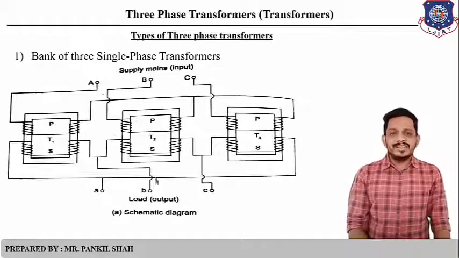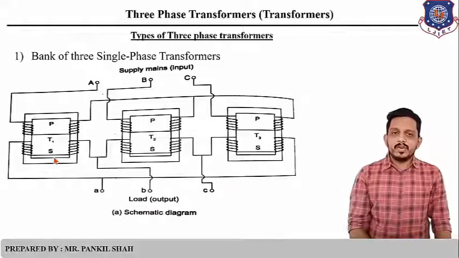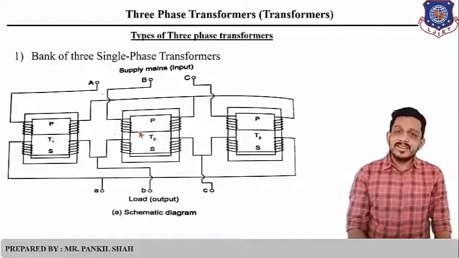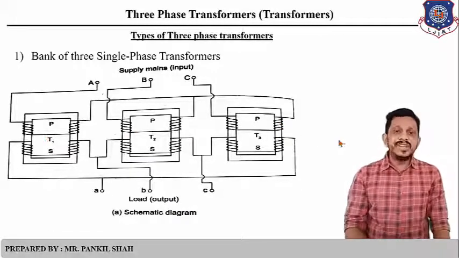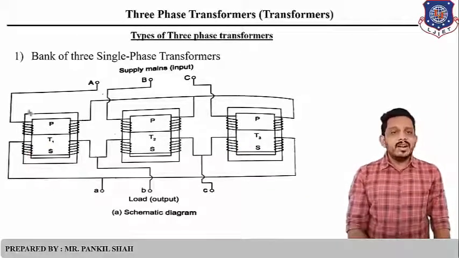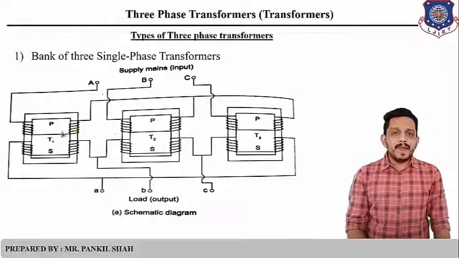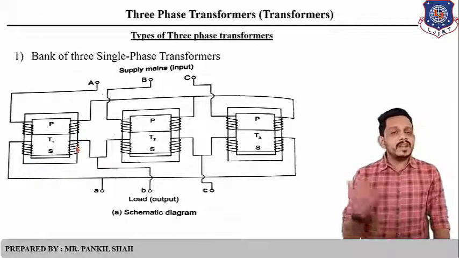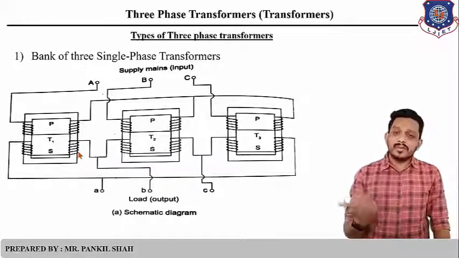For that, consider this diagram. In this diagram, you can see that there is one single phase transformer here, another single phase transformer here, and another single phase transformer here. So three single phase transformers are on screen. Now, you know that half of the primary winding is available on one limb and half of the primary winding is on the second limb. So this is the primary winding of the first transformer. Half of the secondary winding is on one limb and half is on the other limb. So this is the secondary winding of the first transformer only.